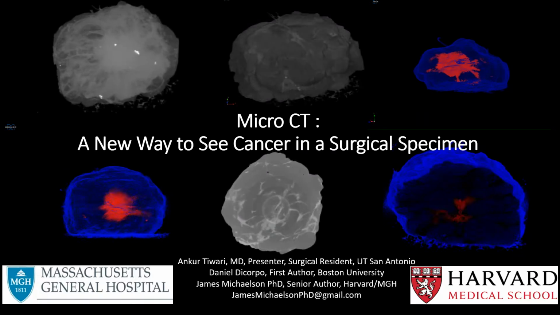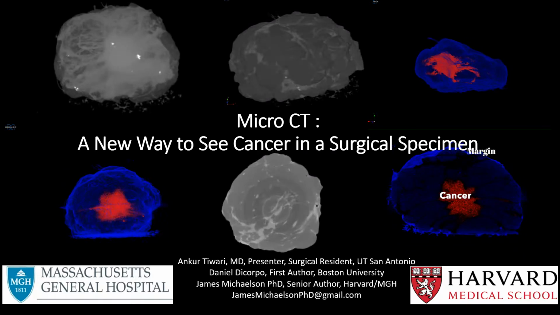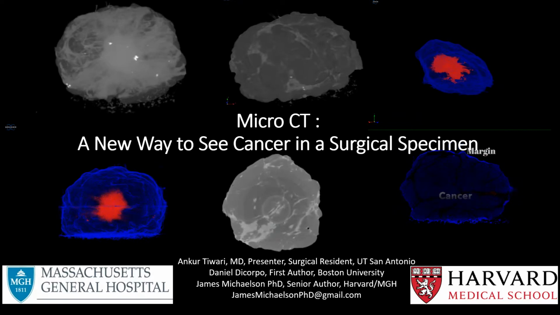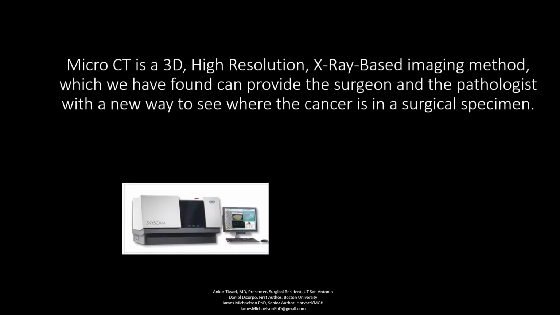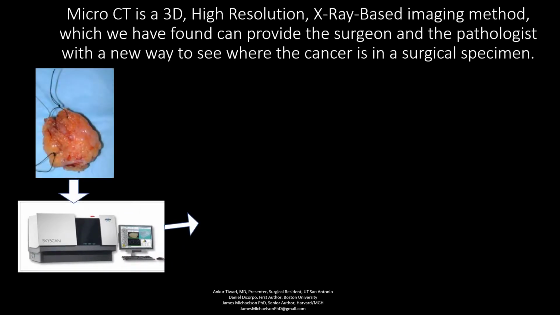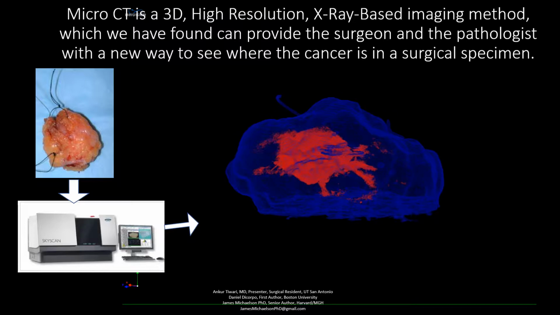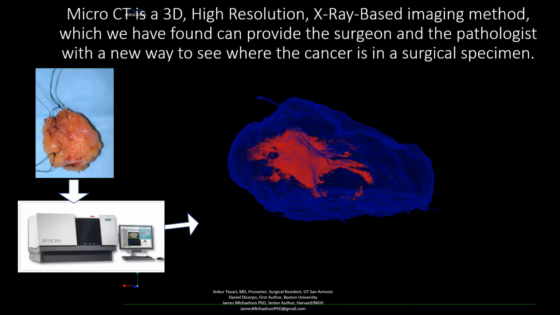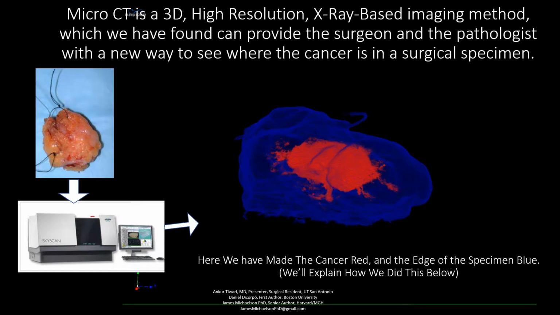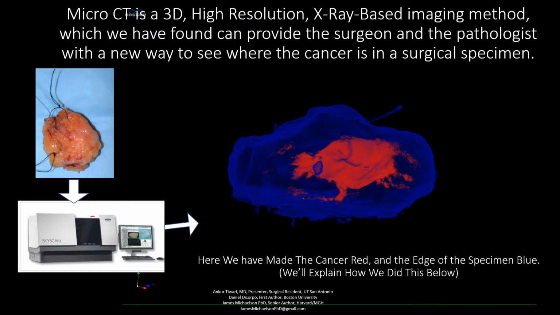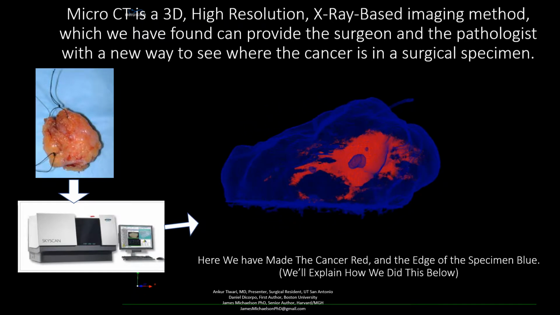Micro-CT, a new way to see cancer in a surgical specimen. Micro-CT is a three-dimensional, high-resolution, X-ray based imaging method that we have found can provide the surgeon and the pathologist with a new way to see where cancer is in a surgical specimen. Here, we've made the cancer red and the edge of the specimen blue. We'll explain how we did this below.